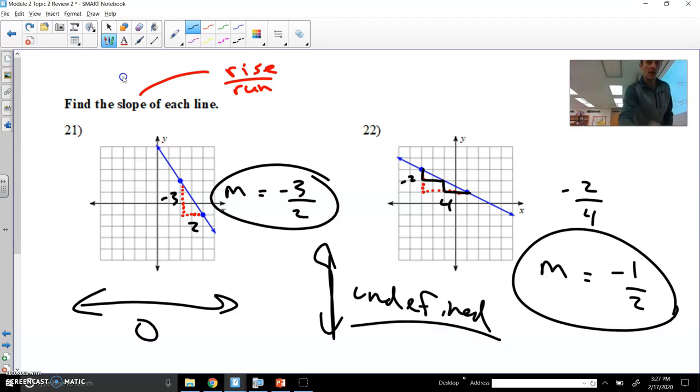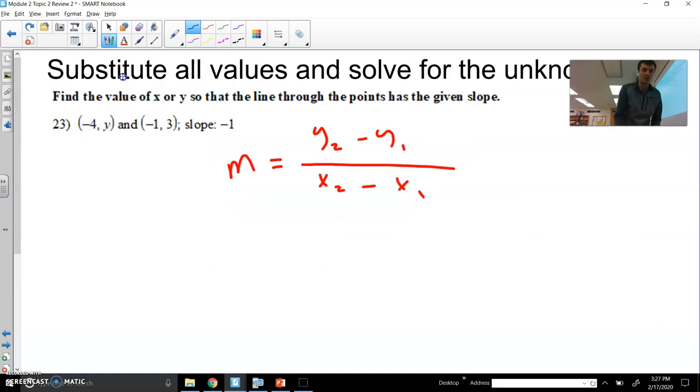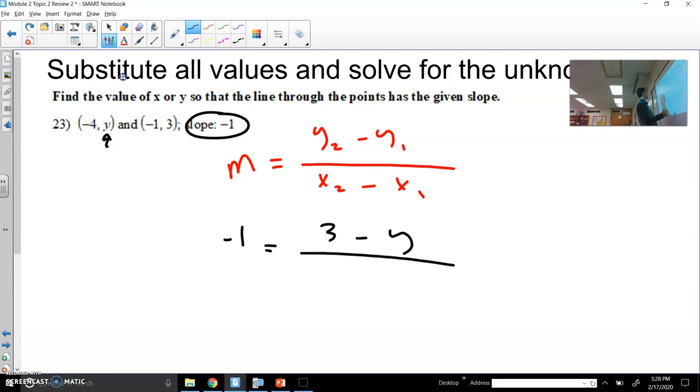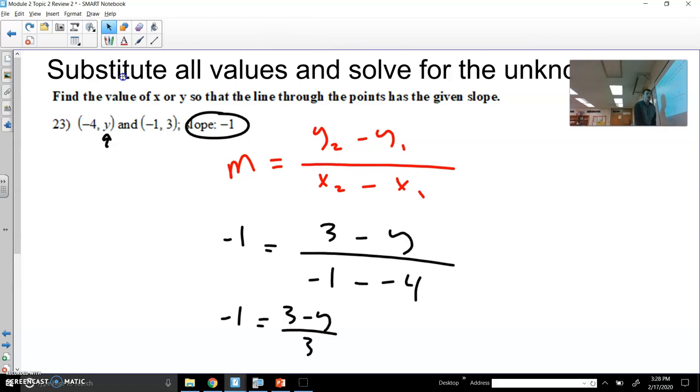Okay. And then the last question is about solving out of the slope formula. If you have a particular slope outcome that you want and you're looking for a particular part, we're going to sub in all of the values that they give us and then attempt to solve for what would make that particular value possible. So -1 equals 3 minus y. On the bottom, you end up getting 3. So let's see if you can solve for y with the rest of that.